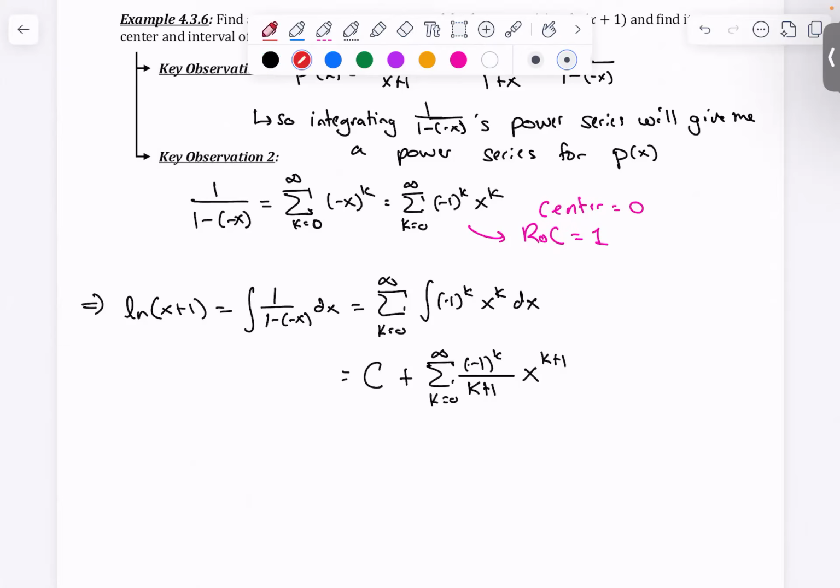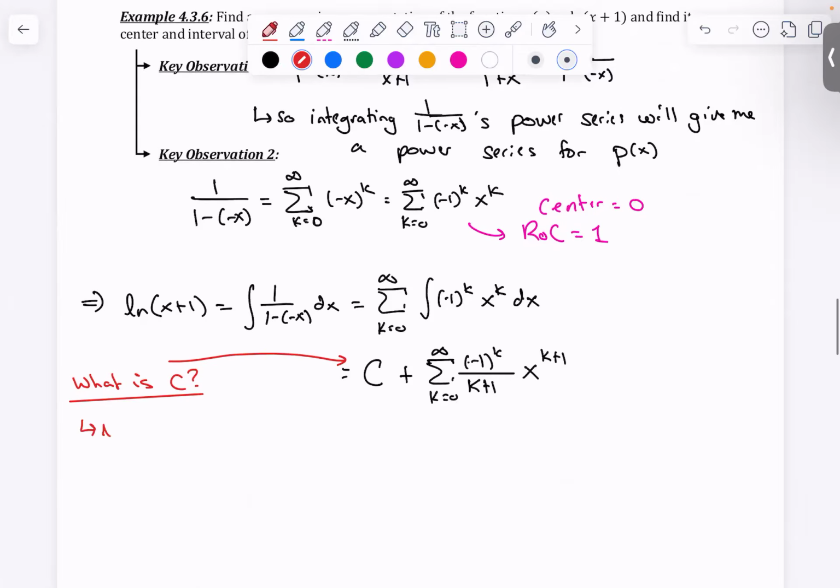So the question then becomes, what is C? If only there was a nice number that I could plug into natural log of x plus 1 to find an initial condition. Note, P of 0 equals natural log of 1, which is equal to 0. This is an initial condition.